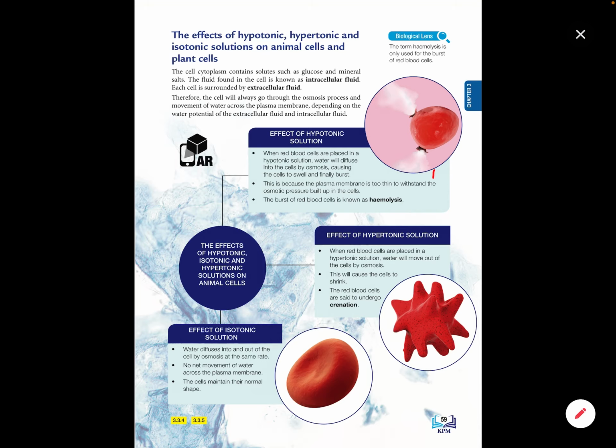Next is hypertonic solution. When red blood cells are in a hypertonic solution, which means that the outside is more concentrated than the red blood cell, water will leave the red blood cell and go to the more concentrated solution. Since water leaves the cell, there's less water in the red blood cell, so the cell will shrink. And this is called crenation.